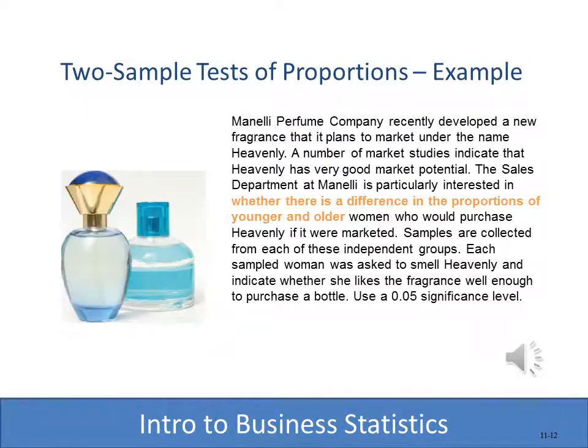Okay, now that we've introduced you to the formula, let's go ahead and run through an example. In this example, the perfume company wants to see whether younger women or older women prefer this particular perfume that they're testing. Again, it's a proportion: yes, they do, or no, they don't. So how many young women preferred it over how many young women were sampled, and how many older women preferred it over how many older women were sampled. So again, we're going to see if there's a difference in the proportions.